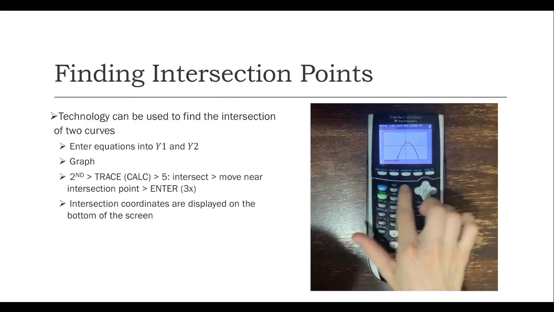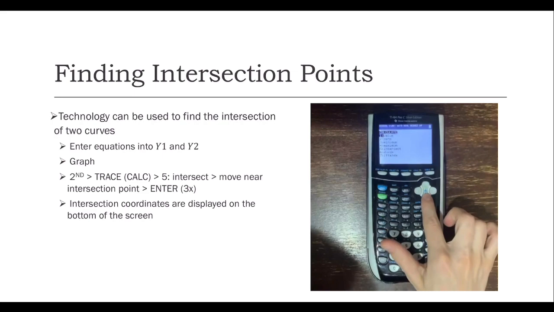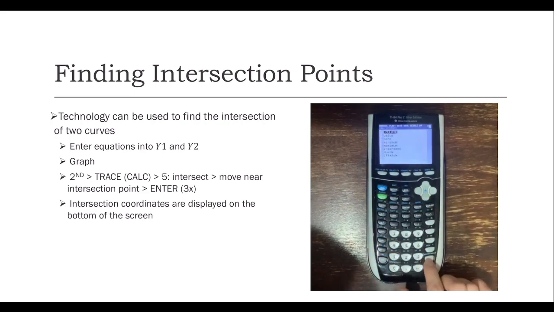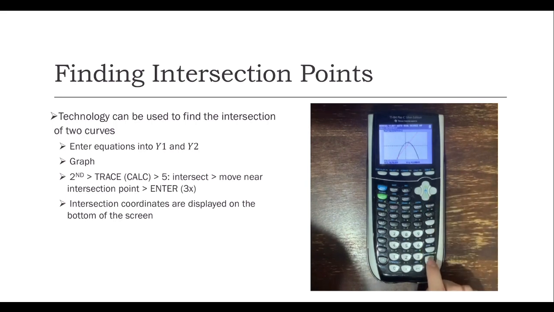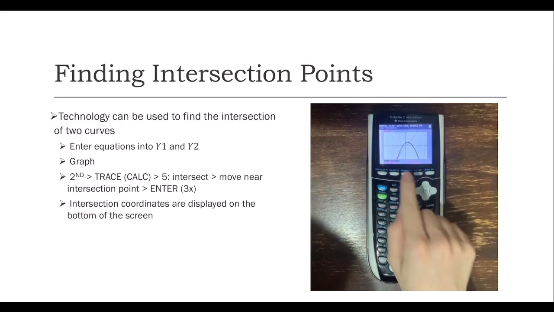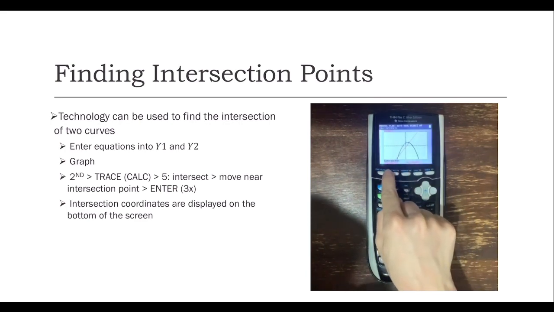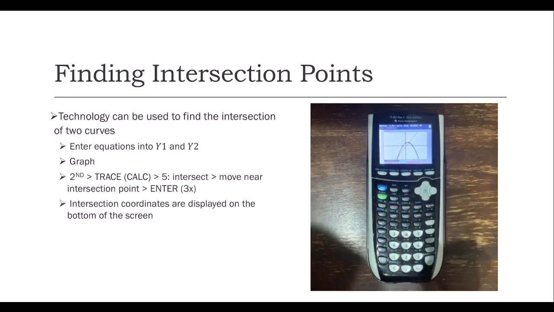To find the second one, we'll do Second Calc, go down to Intersect again, and then move towards the second intersection. And once we're close to it, we'll click Enter 3 times. So the second intersection is at 1.6 and 2.3. So that's how you find your intersection points.